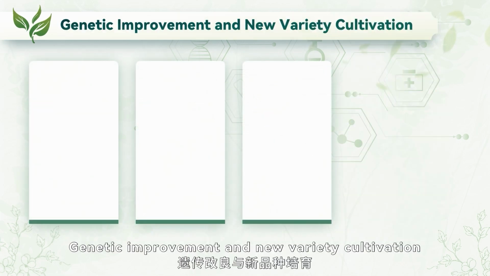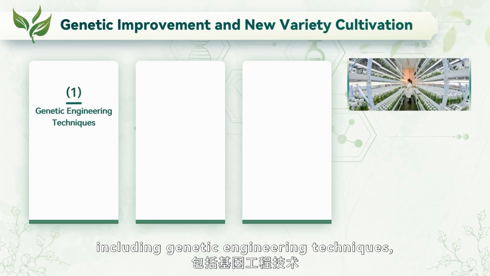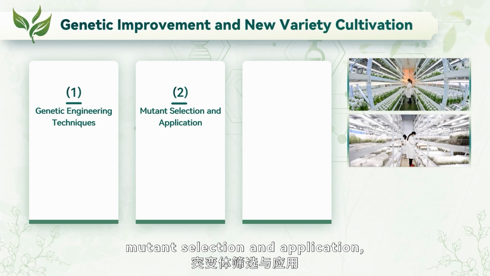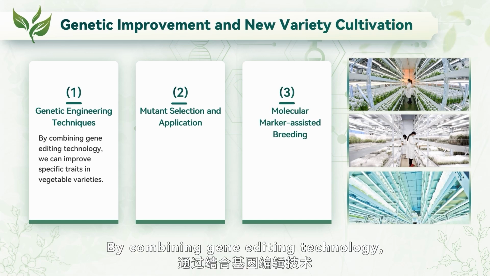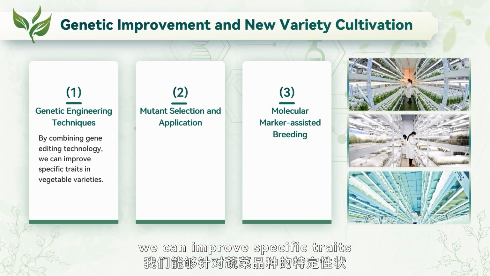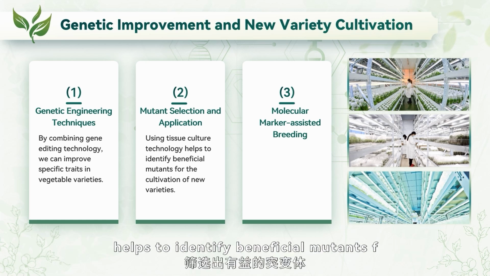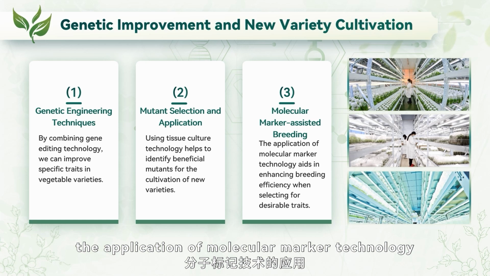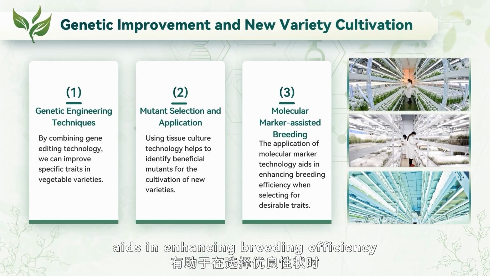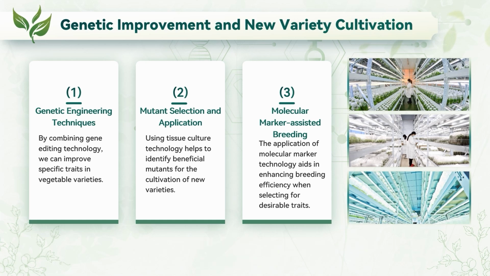Genetic improvement and new variety cultivation involve multiple technical aspects, including genetic engineering techniques, mutation selection and application, and molecular marker-assisted breeding. By combining gene editing technology, we can improve specific traits in vegetable varieties. At the same time, using tissue culture technology helps to identify beneficial mutants for the cultivation of new varieties. Furthermore, the application of molecular marker technology aids in enhancing breeding efficiency when selecting for desirable traits.